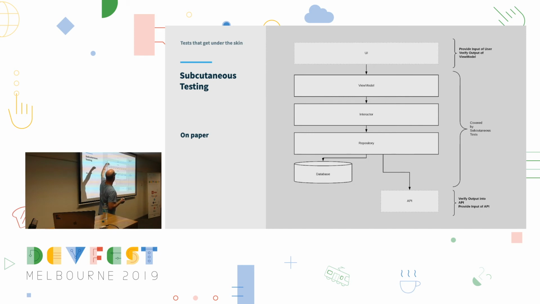On the other end, we basically can verify the output of the view model. We can assert on the state of the view model, and we can interact with the view model the same way the UI would. And what happens other than that is completely irrelevant, right? The only two boundaries we actually care for are the interface of the view model and the API.